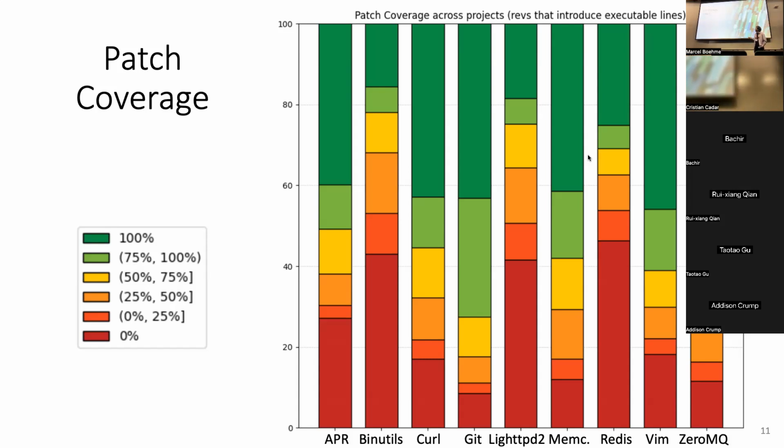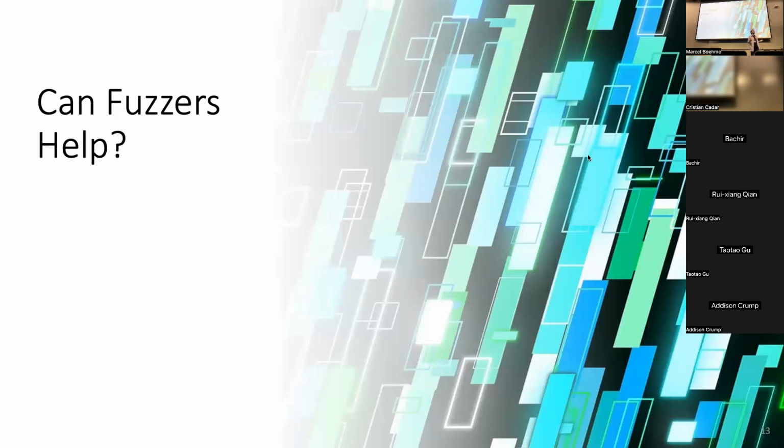All right, so my question is, could fuzzers help change the situation, right? Could we, for instance, have developers write better test suites, okay? And I think my answer is yes, but we're not there. So why aren't we there yet?